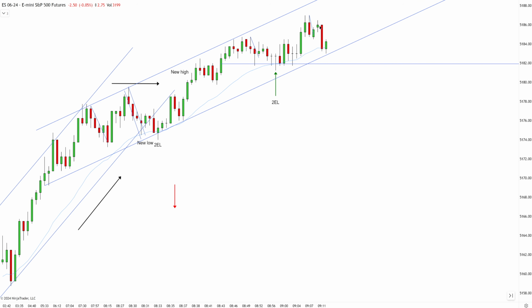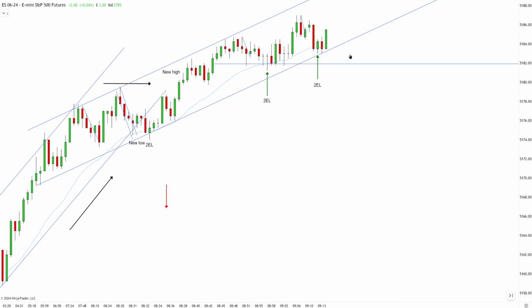Now we have another two-legged pullback, new high, first entry long, pullback, second entry long. At the EMA, almost at the trend line, you can draw it just a tad steeper. So you have multiple key entry points. Great signal bar, your stop loss goes one tick below the signal bar.